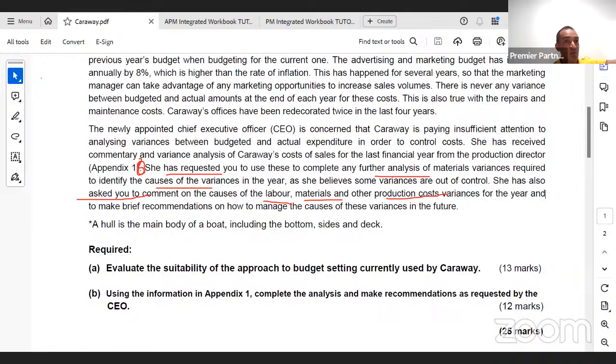So immediately put subheadings: causes of labor variance, causes of material variance, causes of other production cost variance for the year, based on the data that we have. And make a brief recommendation on how to manage causes of these variances in the future. Now another topic: recommendation on how to manage variances.